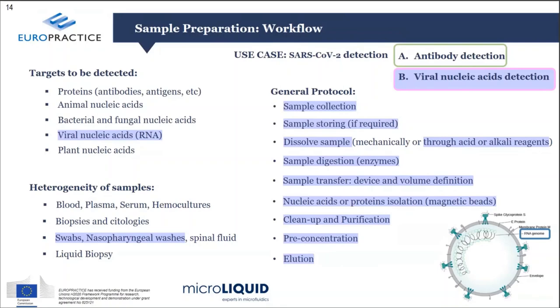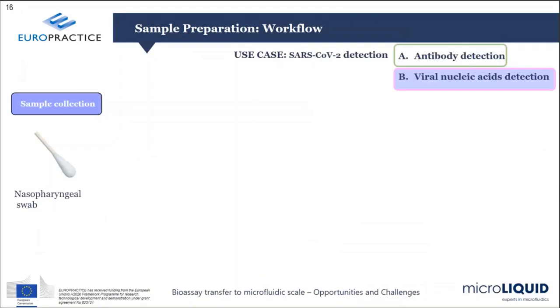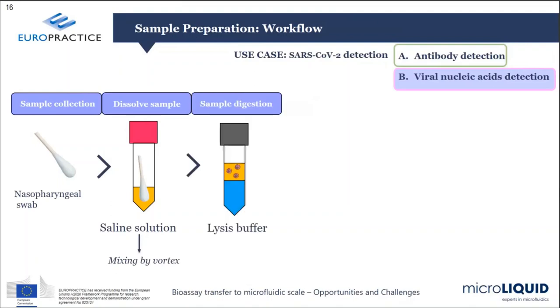So that would be our selection for RNA detection, magnetic beads. So how would that work in a protocol base? We will have a swab in order to collect the sample, and then we will mix it with a solution in order to get a homogeneous distribution of the sample within a liquid.